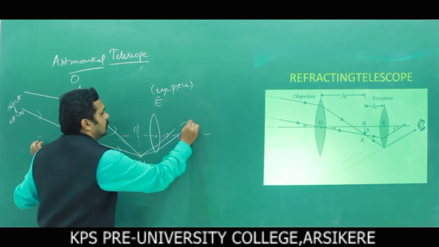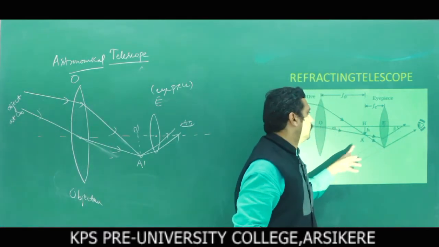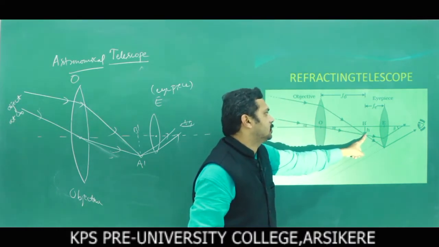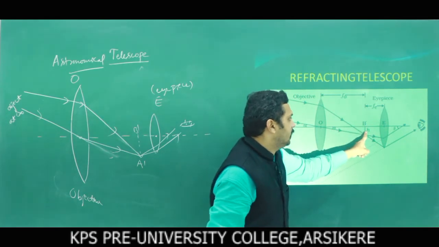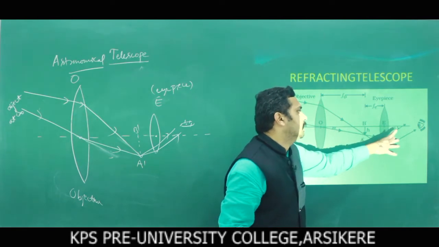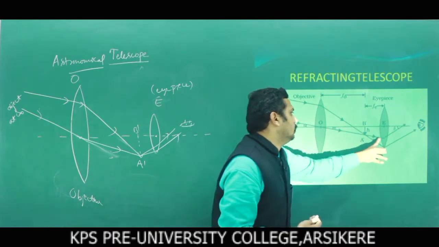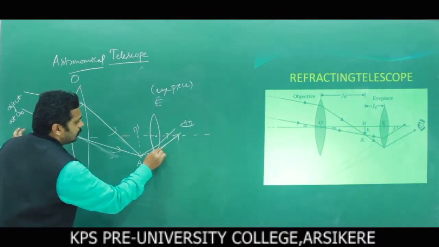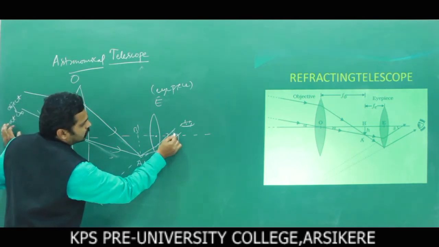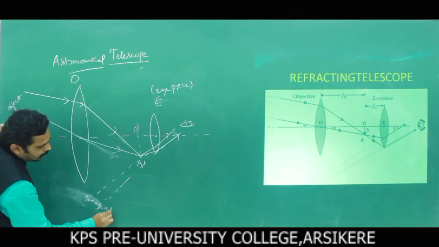Now this is the eye, the observer's eye. After refraction, for the objective lens the object is at infinity, and this is the image. This image acts as the object for the eyepiece lens. After refraction, the light rays enter the observer's eye. Look here, if these two rays are parallel, it means the image is at infinity.